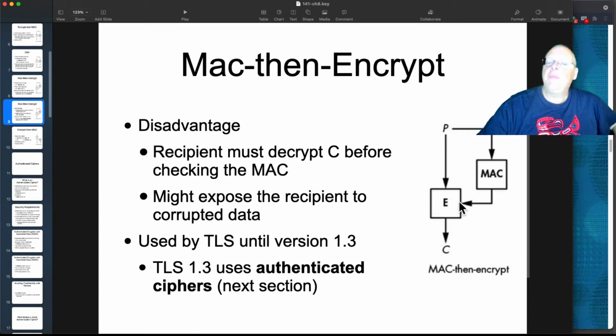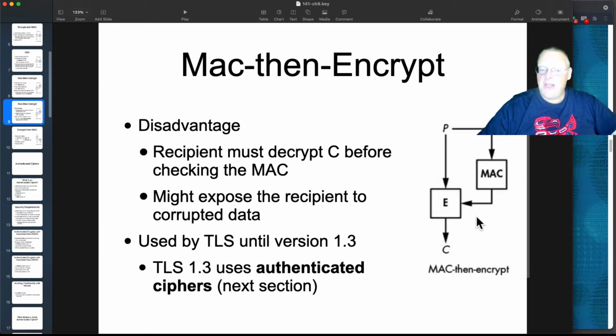You have to process it before you find out it's corrupted. Therefore, if I was sending in some kind of corrupted attack message that was going to exploit a vulnerability, it might exploit the vulnerability before you notice that it didn't pass the MAC test. So that's in principle a possible weakness of this. Your recipient does have to process some potentially corrupted data.